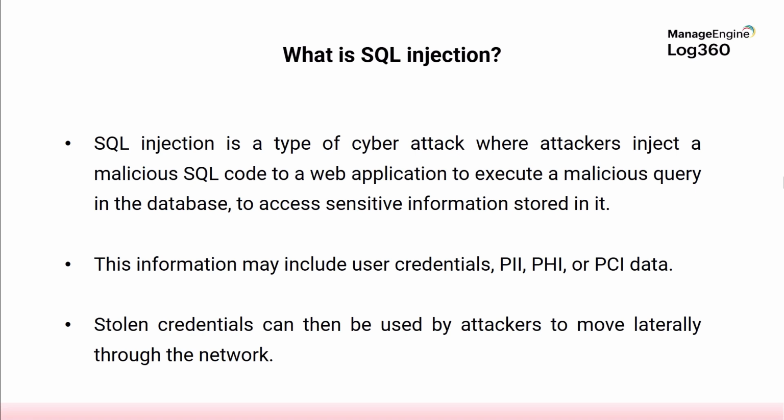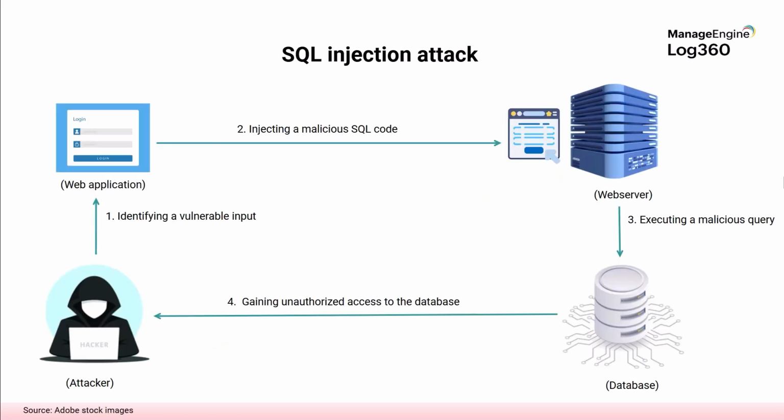This information may include user credentials, personally identifiable information, personal health data, or financial data like payment card information. Stolen credentials can then be used by attackers to move laterally through the network, accessing critical systems. This potentially disrupts the network, posing significant risk to both network security and data integrity.